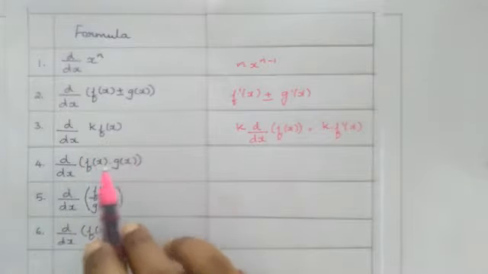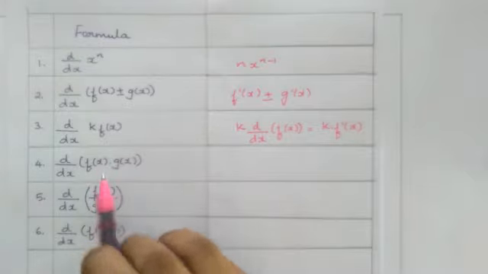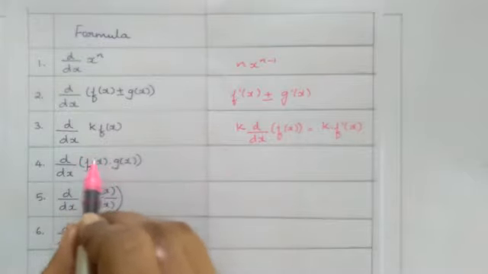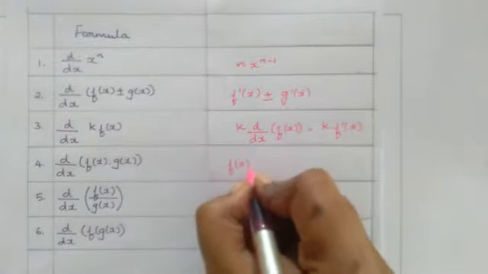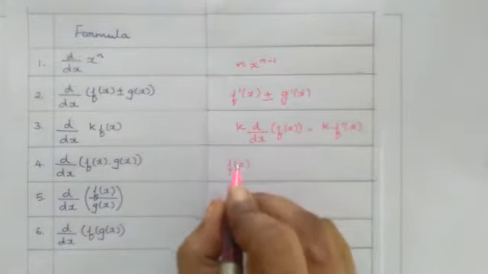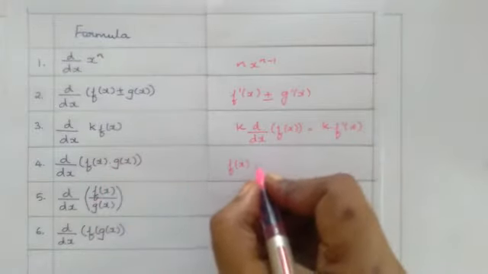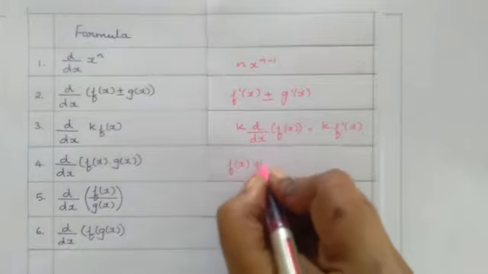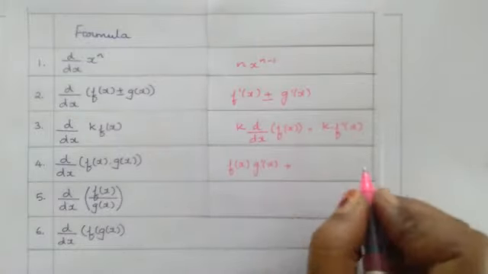Whenever we have differentiation in this case, we will have the first polynomial, or the first term, as it is, and we'll differentiate the next polynomial, that is g of x. If we differentiate g of x, that is going to be g dash of x. Then add it, always it's going to be addition.